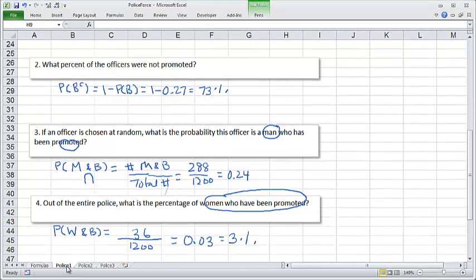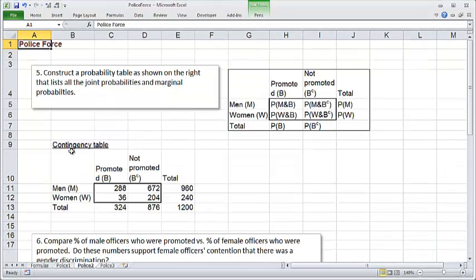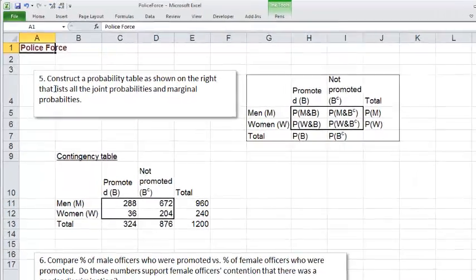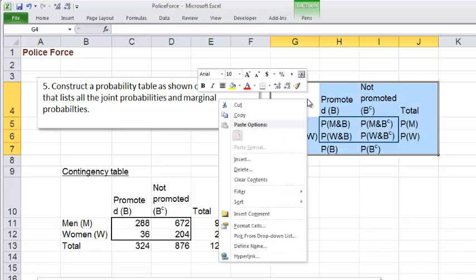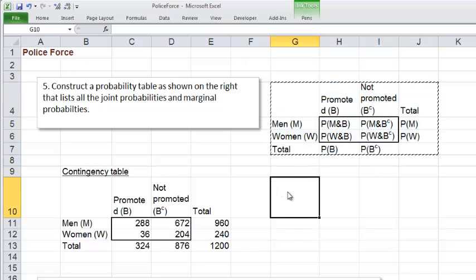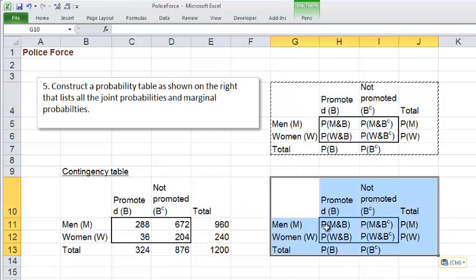Now we'll go on to the next sheet called Police 2, and let's go to question 5. Here we're going to construct a probability table where all the relevant probabilities are organized. So it looks like this. And to get these probabilities, all you have to do is take each value in the contingency table and divide it by 1200. So what I'm going to do is copy this down next to the contingency table and then fill in the corresponding values.